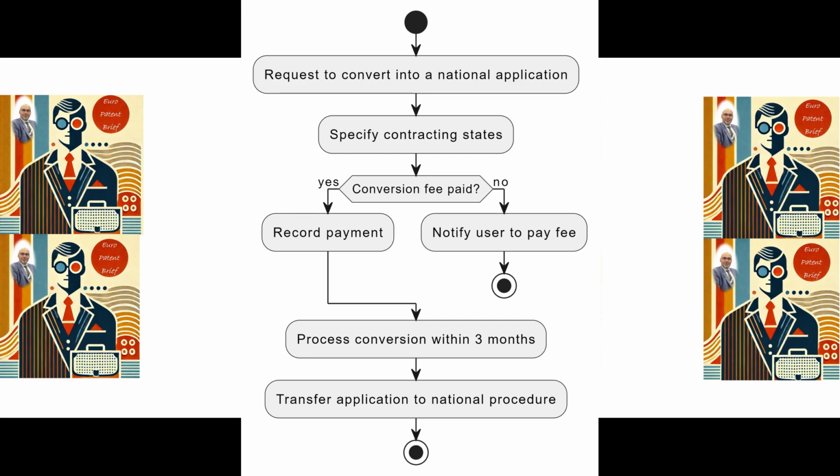Now, let's move on to the final section for today. 6. Conversion into a national application. The Central Industrial Property Office of a contracting state must apply its national procedures for the grant of a national patent or another protective right at the request of the applicant. This is provided for under Article 135(1). The request for conversion must be filed within 3 months. If it's not filed in time, the application will lose its effect under Article 66.